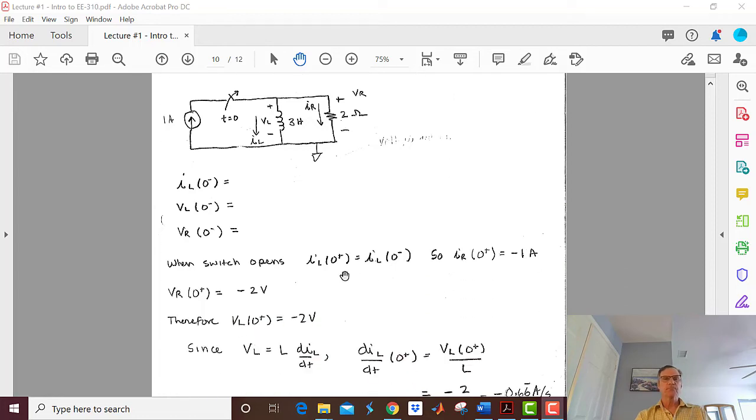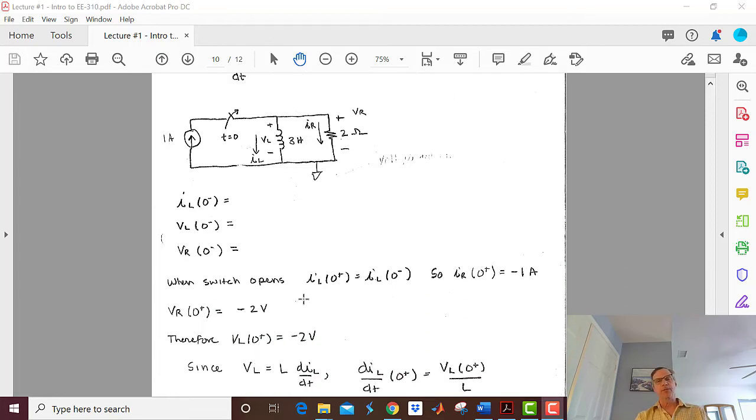So when the switch opens, I sub L at 0 plus is going to be equal to I sub L of 0 minus. That's on the right side of our table. So I_R, the current in the resistor at 0 plus, is equal to negative 1 amp. And yes, I'm getting bothered by a cat. So the voltage at the resistor at time equals 0 plus is going to be negative 2 volts.